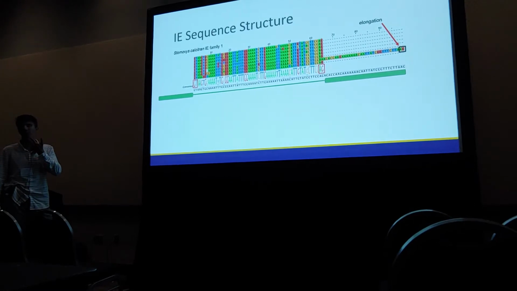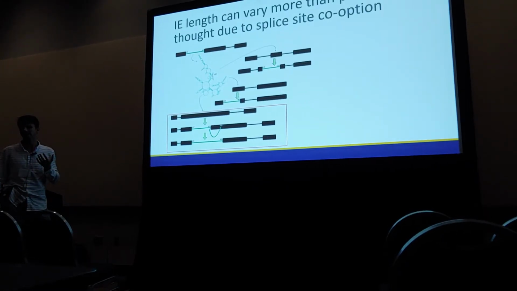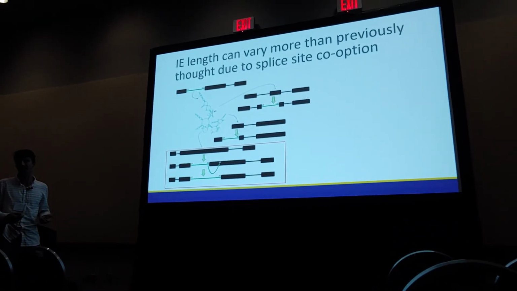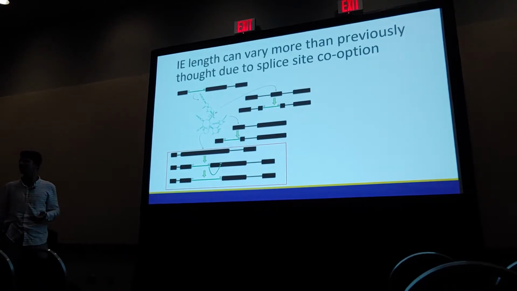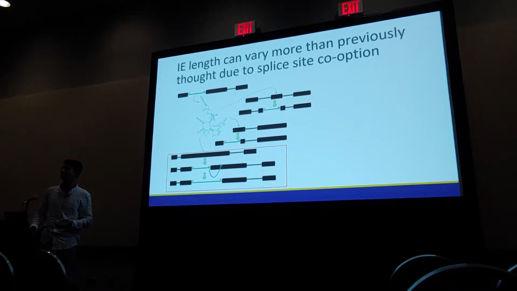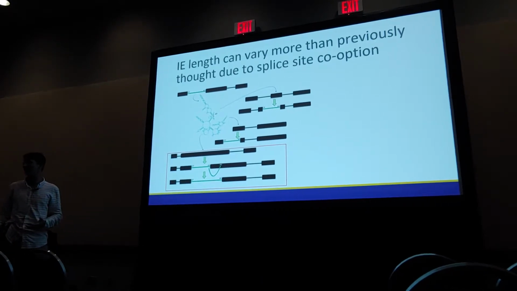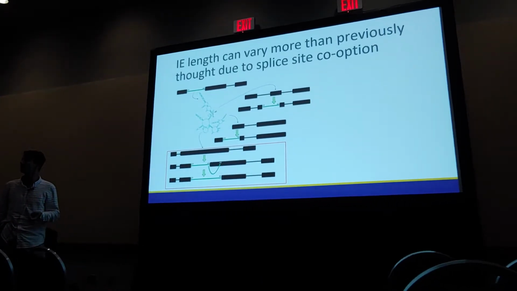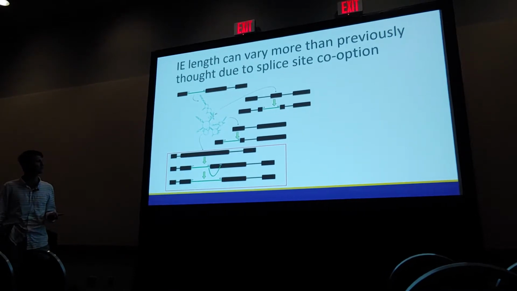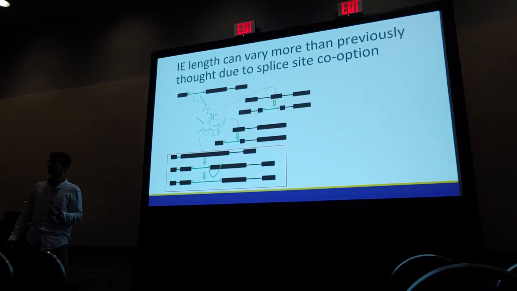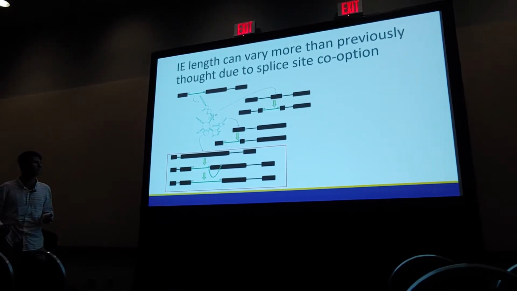Now, we have a lot of other examples that I haven't displayed up here, MSAs for each of these, and we've observed a lot more differences in sequence length in particular introner element families than have been observed before, and we think that's probably because there's a lot more co-option going on of splice sites.